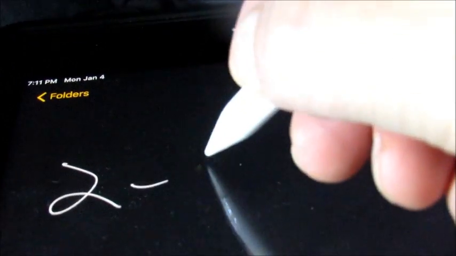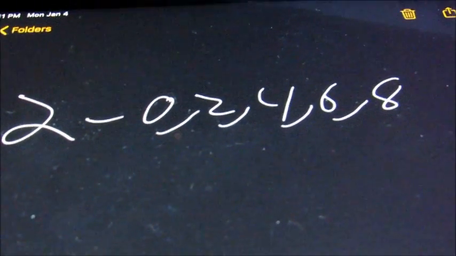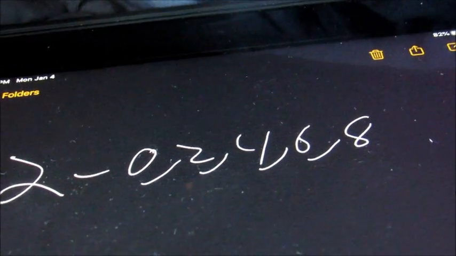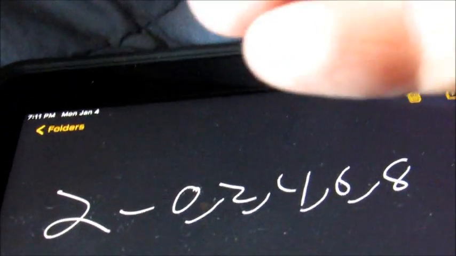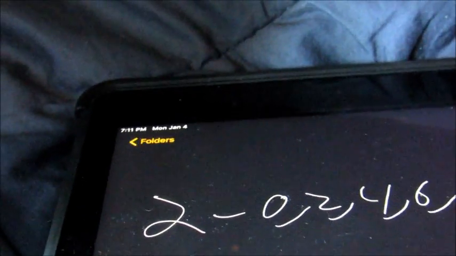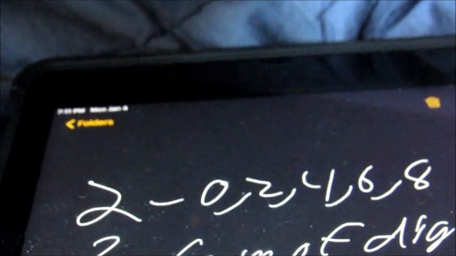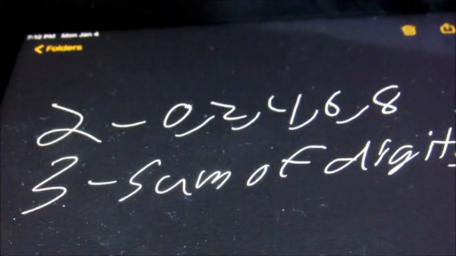So if something is a multiple of 2, that means it's going to end in a 0, 2, 4, 6, or 8. All the even numbers are multiples of 2, and so that means that if a number ends in one of these, then one of the factors will be 2. Next, we have 3, and that's the sum of the digits. If the sum of the digits of a number is divisible by 3, then that number is divisible by 3.